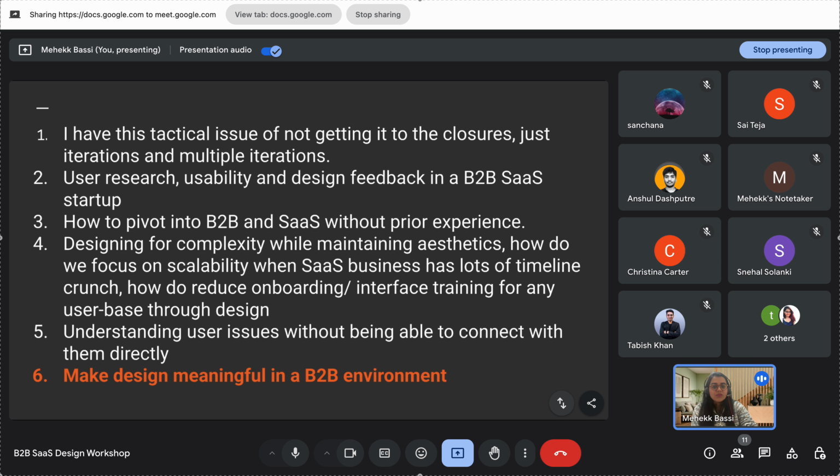Making design meaningful in a B2B environment. The meaning of the word meaningful is subjective here. In what way exactly do you want to make it meaningful? It totally depends, because the general rule of thumb is to make your designs easy, understandable, and to make the complex workflows feel like a breeze for your users. If the task contains too many steps or the workflow is complicated, you can fragment it into smaller pieces and small milestones for your users to complete. I think that is one way to make it meaningful.